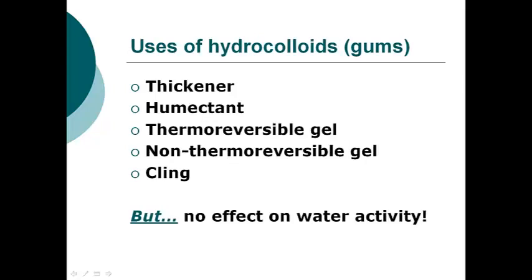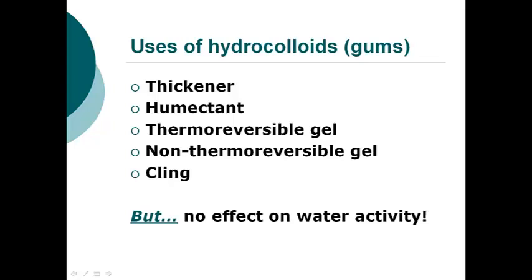So let's quickly summarize those functional roles and identify products in which they are used for that purpose. Gums are used because they are thickeners. That is important in sauces, beverages, soups. Gums are used in reduced fat baked products because they are humectants. They physically bind water, extending shelf life.